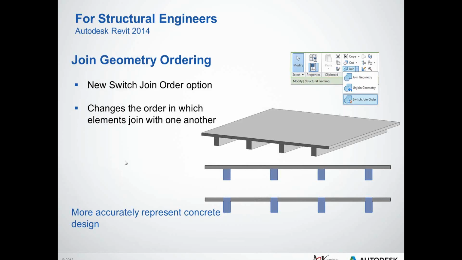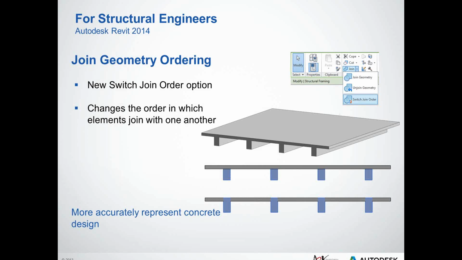This one's probably my favorite structural feature. There's a brand new tool called Switch Join Order that you can see there. It simply allows you to switch the order on which element, in this case whether it be a concrete beam or the floor, takes precedence over the other. This also works on things like slabs and concrete columns as well.